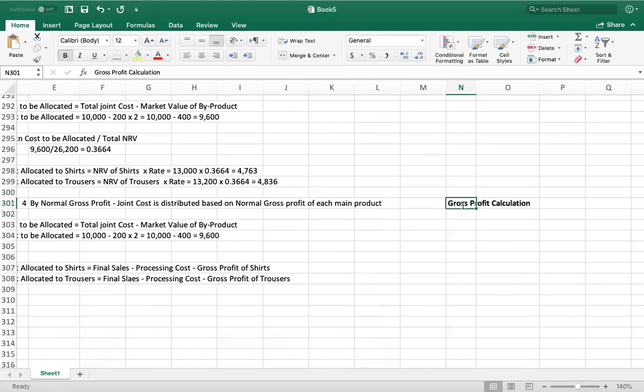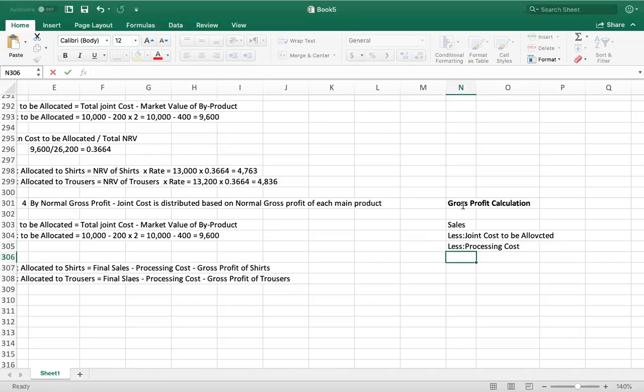So gross profit, how will we calculate? We calculate sales, less joint cost allocated, then less processing cost. So this will give you gross profit.